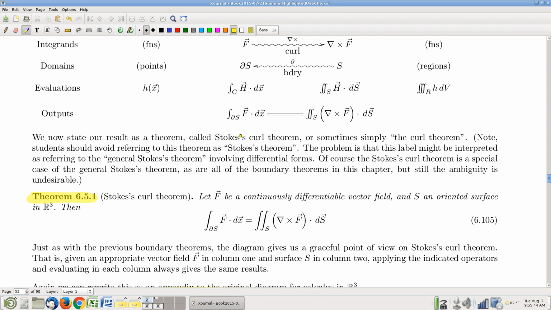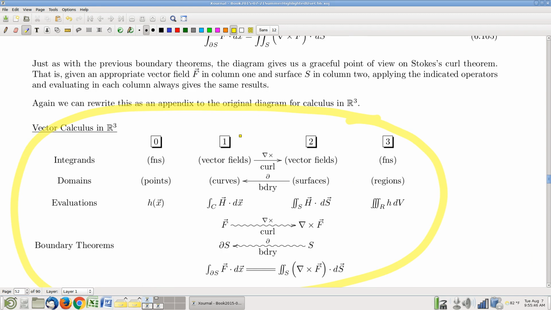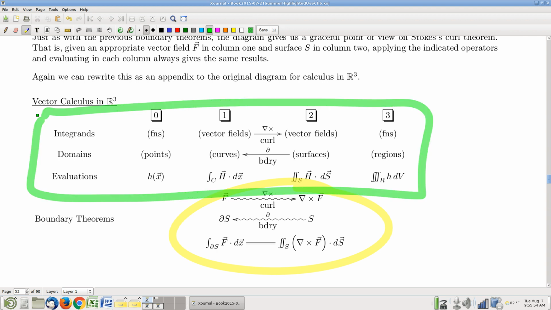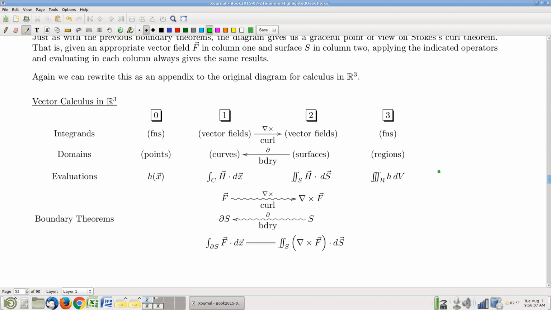Okay. Here's Stokes' curl theorem. Again, as you all know, I like to write the theorems separately so that we can have a complete diagram up here. And so we now have our brand new operator in that position. Don't forget, we already put divergence there. We already put the gradient operator there. And so, by the way, we've kind of completed our R3 diagram.